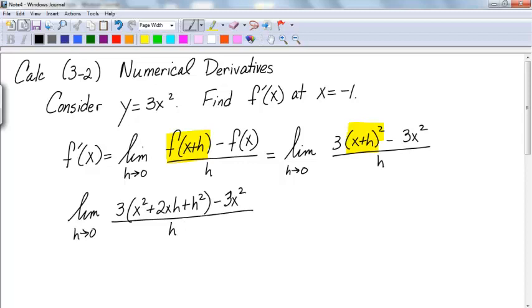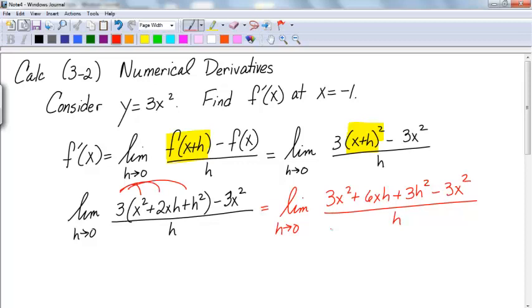Now, we said if it was just a polynomial, when you simplify all of this, the f of x should drop out. So we still have the limit notation as h goes to 0. Distribute that 3. You'd have 3x squared plus 6xh plus 3h squared, and then minus 3x squared, and it's all over h as h approaches 0. Now here's where the 3x squared minus 3x squared should drop out. If it's a polynomial, that should always happen. If the f of x doesn't drop out, then you've got a mistake.